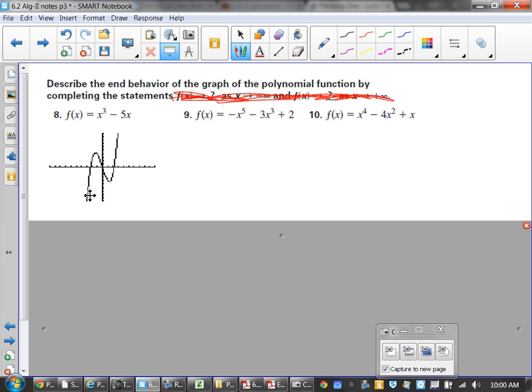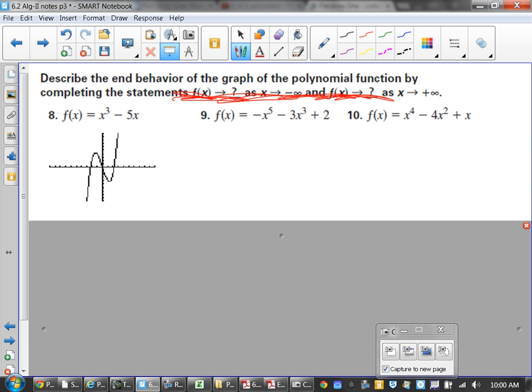Now, what can you guys tell me? As x is getting smaller, what is f of x doing? As x is getting larger, what is f of x doing? Going up. Okay. Now, look at the next one. Without graphing this, without using our calculator, it's a negative. What's the exponent? It's odd. It's negative and odd. What is this going to look like? Come up and show it.